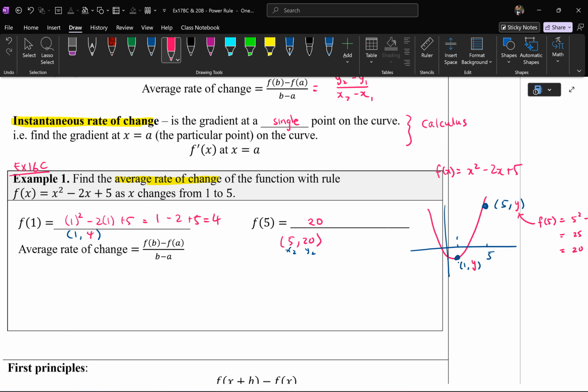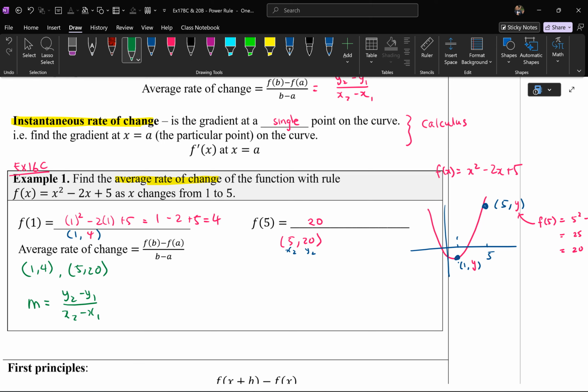Now back to year 9 stuff. In year 9, you were given something like (1, 4), and then they give you (5, 20), and they say find the gradient. Back in year 9, this is how you learnt it: m equals y2 minus y1 over x2 minus x1. That literally is the same formula as what you're seeing here.